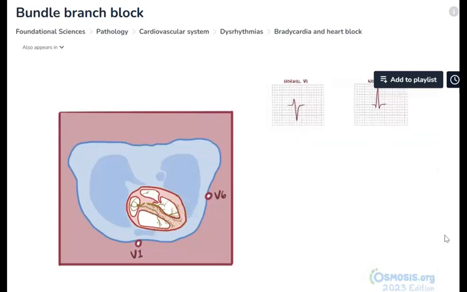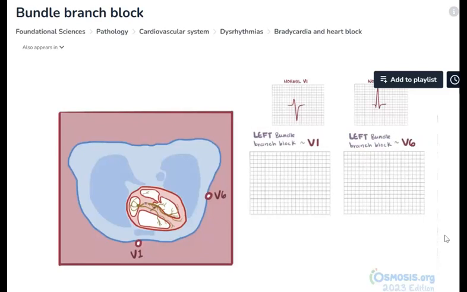Now let's say that there's a block along the left bundle branch. So now the overall direction of depolarization comes from the right side and moves toward the left, so away from V1 and toward V6, meaning negative in V1 and positive in V6. V6 will also often be notched, from the left ventricle depolarizing late.